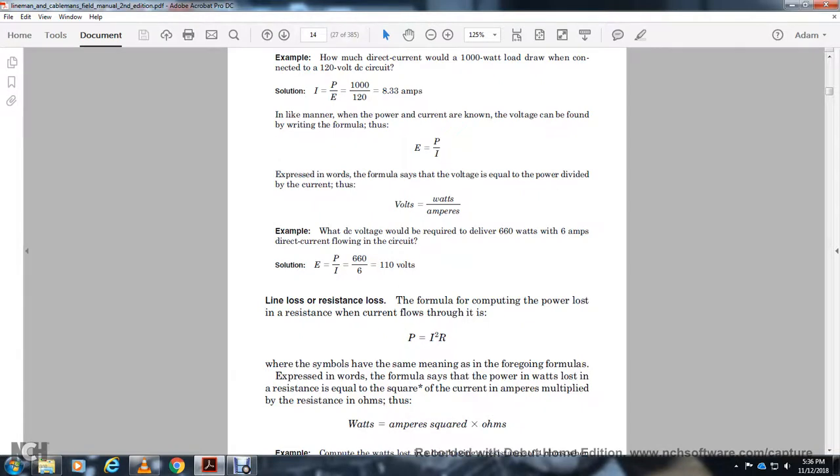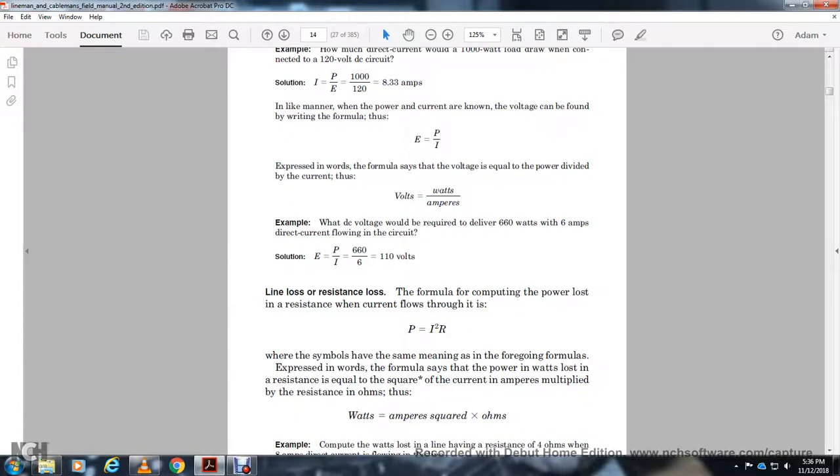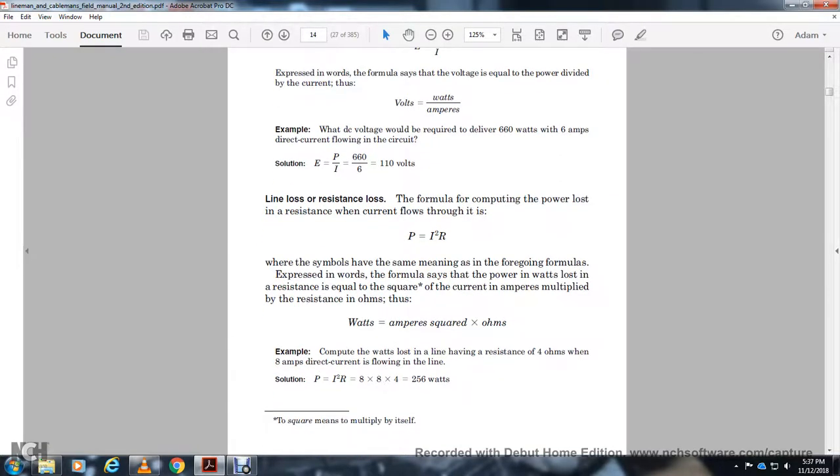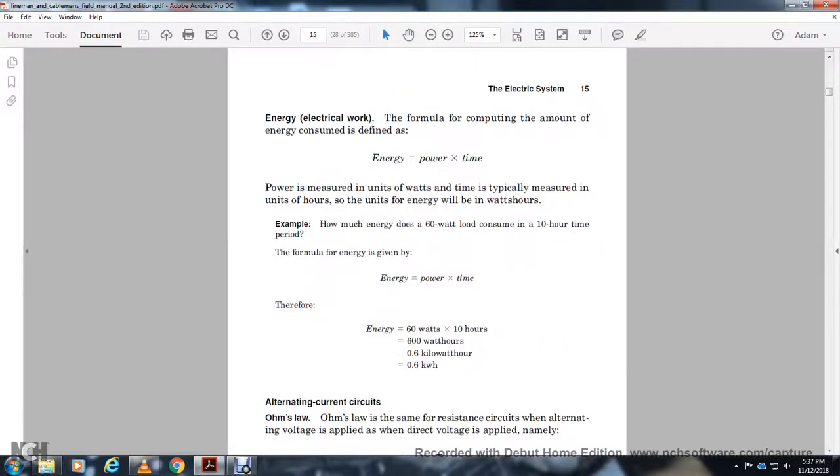The formula expressed in words: the power loss in watts equals the current in amperes squared multiplied by the resistance in ohms. So you take the square of your amps, or your line current, and multiply it by the resistance, and you get the watts. If the line has a resistance of 4 ohms and the current flowing is 8 amps, then 8 times 8, the amps squared, times 4 gives you 256 watts. Squared means to multiply by itself.